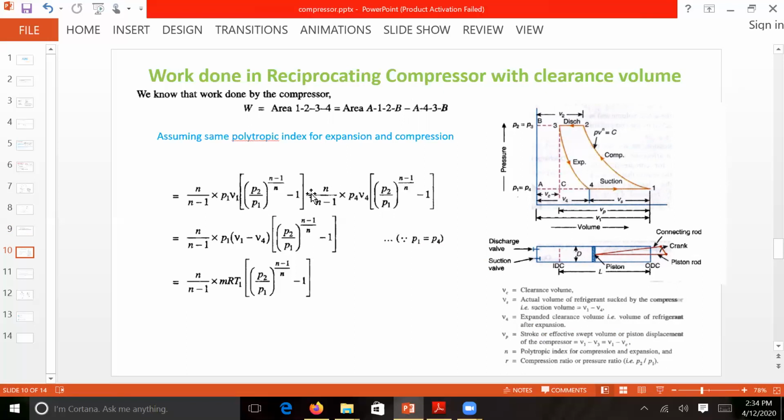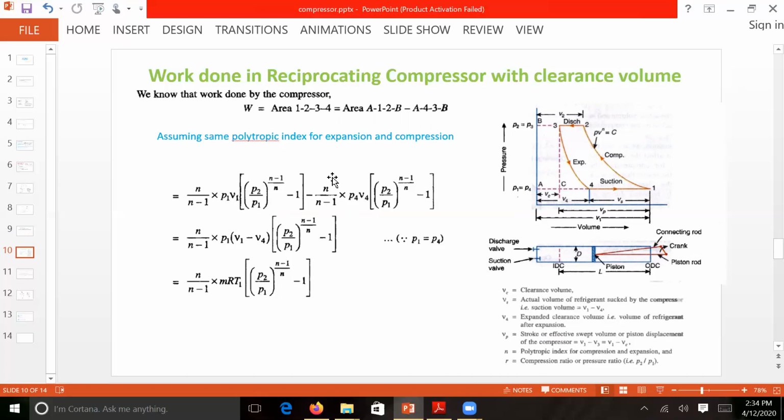So what happens here? This amount of work is produced. The gas which remains in the clearance volume forces the piston. That extra amount of work we are getting needs to be subtracted from the work consumed. This is nothing but your work done in a polytropic process. In the first case we are assuming that the polytropic index for the compression process and the expansion process are both the same, n.